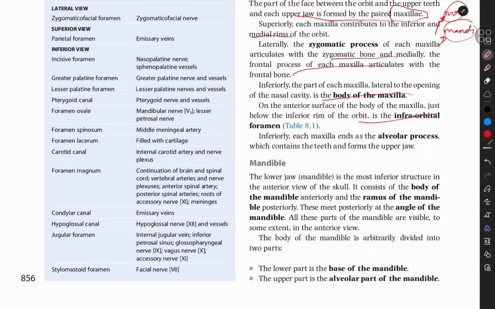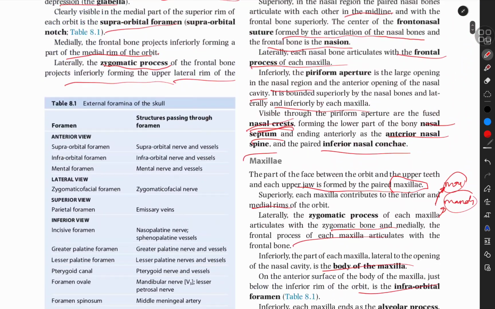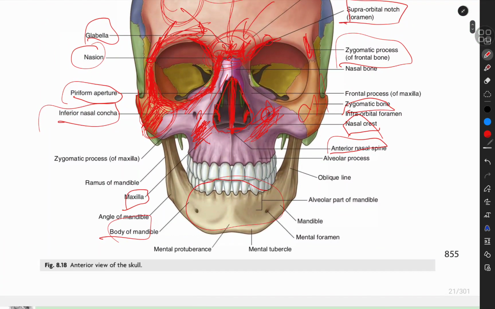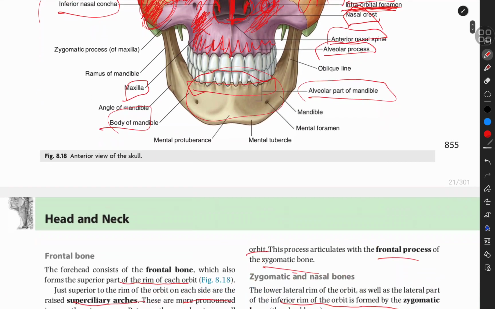On the anterior surface of the body of the maxilla, just below the inferior rim of the orbit, is the infraorbital foramen. Inferiorly, each maxilla ends as the alveolar process, which contains the teeth and forms the upper jaw. They're talking about these openings here, which are the infraorbital foramen. This is the orbit. Infra to it, or below it, is the infraorbital foramen. Makes sense. And inferiorly, the maxillae end as the alveolar process of the maxilla, which holds the teeth.